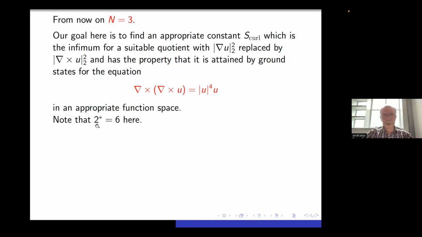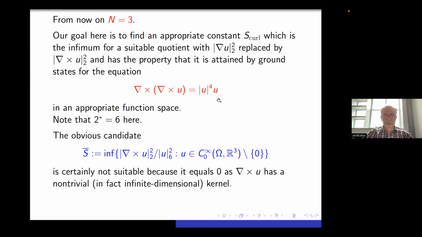And note that 6 is equal to 2 star. So here we have 2 star to the power, 2 star, U to the power 2 star minus 2 times U.